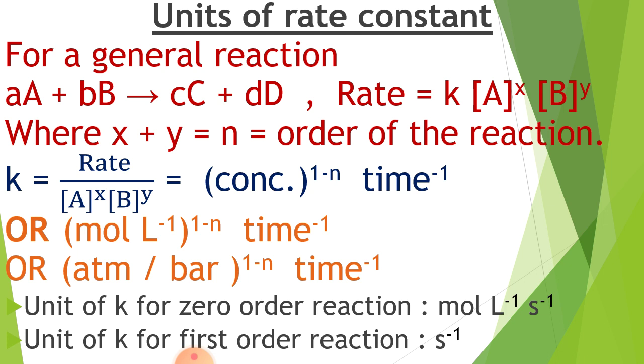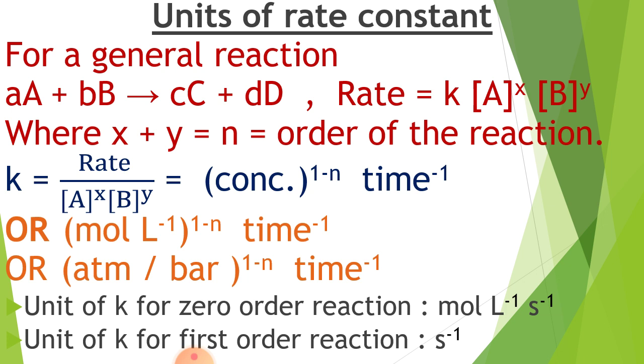Now two examples are taken here. Unit of K for zero order reaction: as n equals 0, 1 minus 0 equals 1. The power 1 indicates mole per liter time inverse. Time is given in seconds, so we can write second inverse in place of time. Unit of K for first order reaction: as n equals 1, 1 minus 1 is 0, so the power is 0. Anything with power 0 has the value 1, so the concentration term is neglected here.